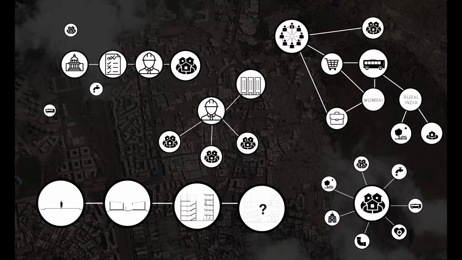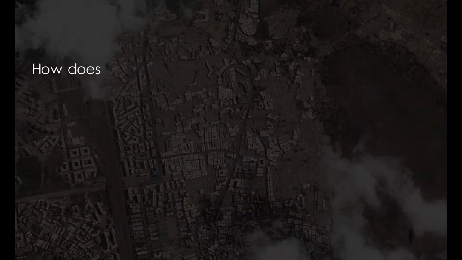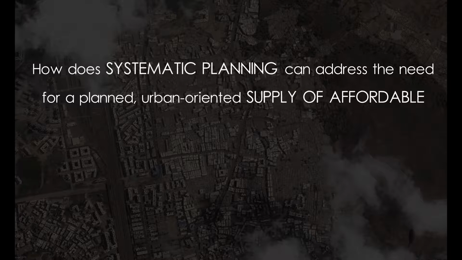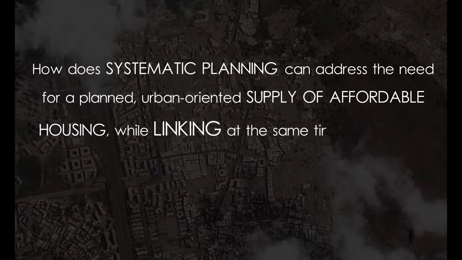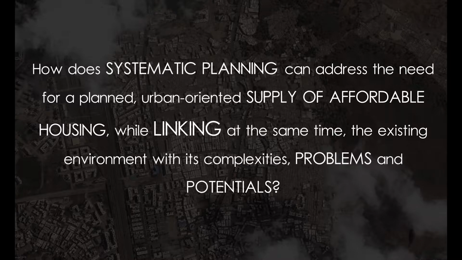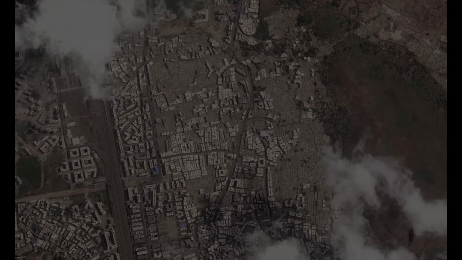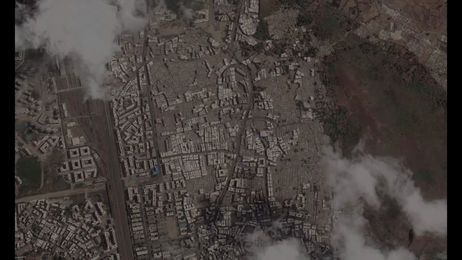But then, how do you plan this complex landscape of interests, needs, interactions, and aspirations? How does systematic planning address the need for a planned, urban-oriented supply of affordable housing, while linking at the same time the existing environment with its complexities, problems, and potentials? How does an open urban housing plan look like? And derived from those questions, what can trigger this whole process?